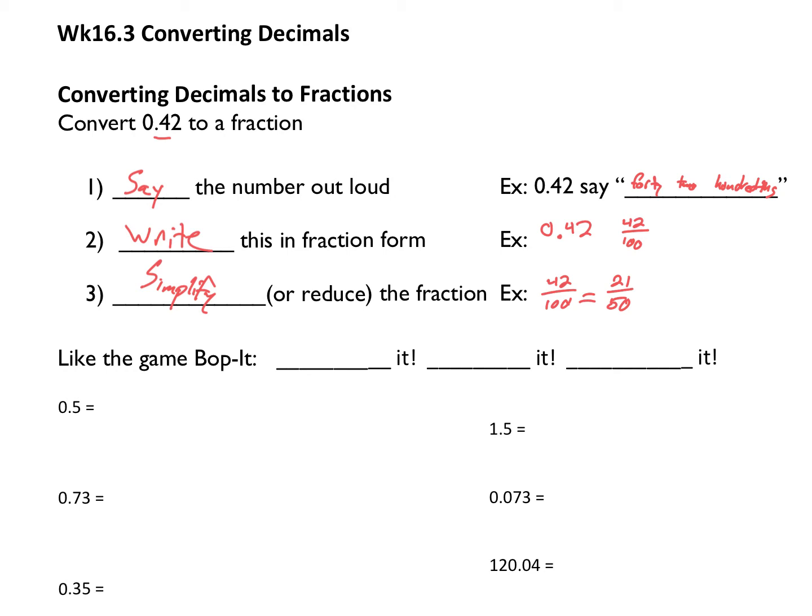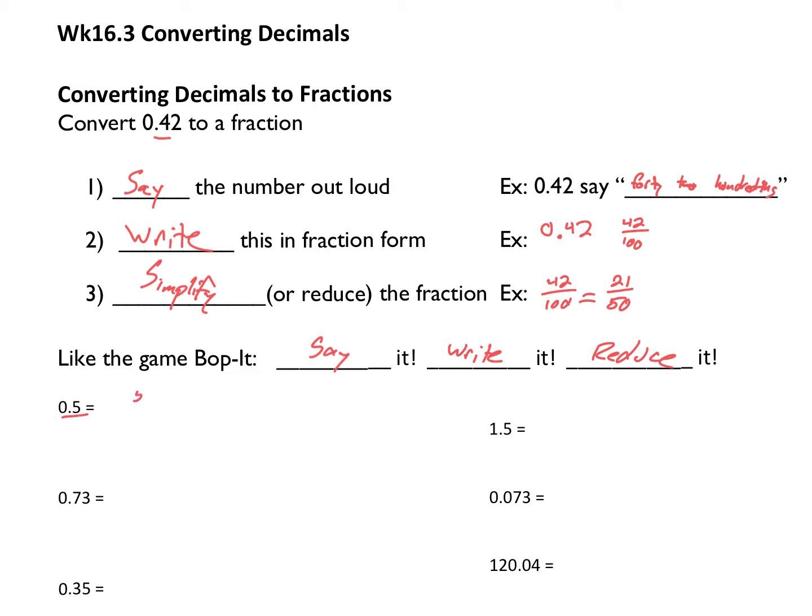So it's like the game Bop It. You know that game Bop It? Where it's bop it, twist it, pull it. Yeah, that one. But we do it like this. We say it, write it, simplify it. Or let's say reduce it. Say it, write it, reduce it. But you've got to do it in that order, not like Bop It. Bop It will just throw it at you randomly.